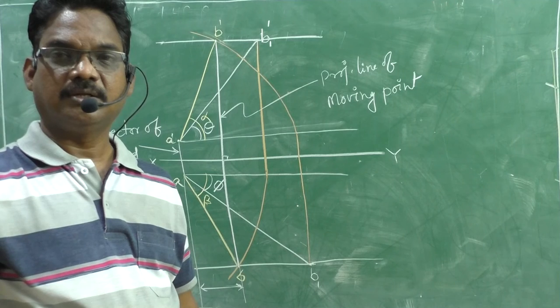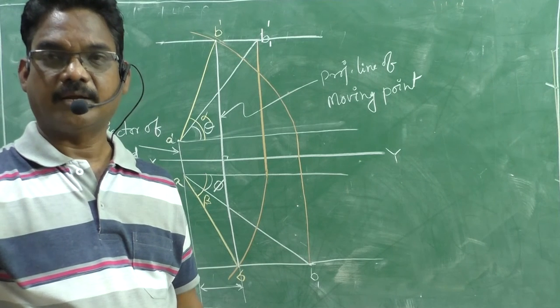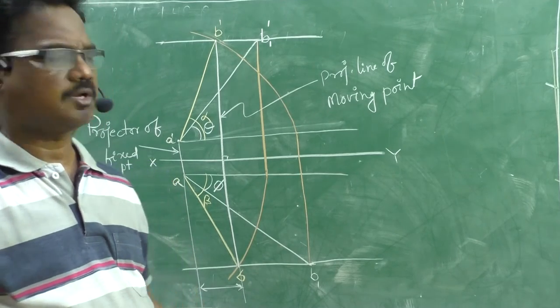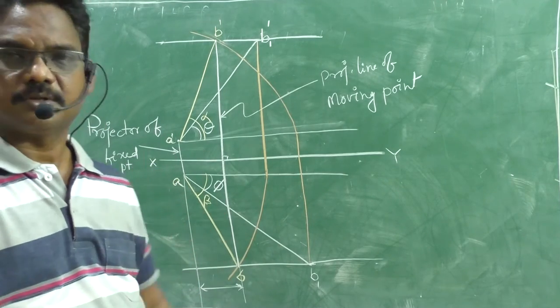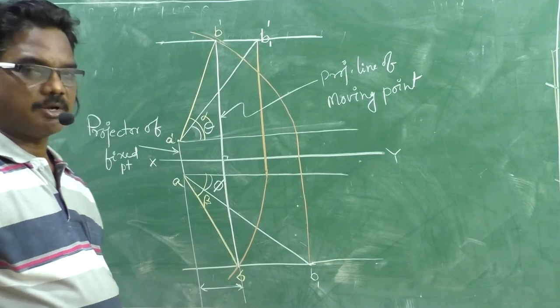After that, it is asked to find the true length of the line and true inclinations made by the line with HP and VP. We can find them very easily. Right? Now we will see different varieties of problems.